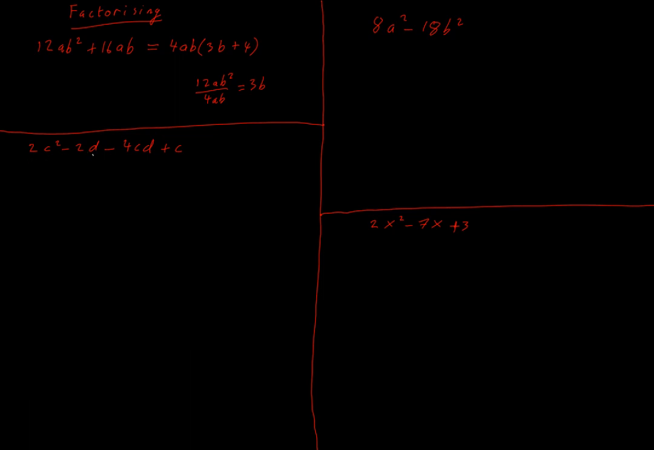Now, if I look here, I can see I have a common factor of 2. And then I'd end up with c squared minus d. And I have a common factor of c here, so I'd end up with minus 4d plus 1. And I've run into a problem. What I've done here is technically valid. It's just that it doesn't get me where I want to. It doesn't allow me to continue my factorizing.